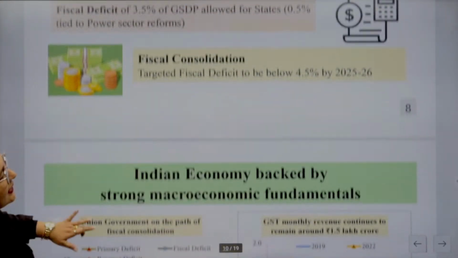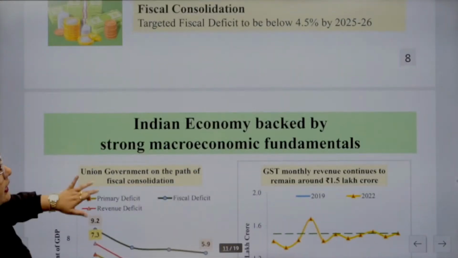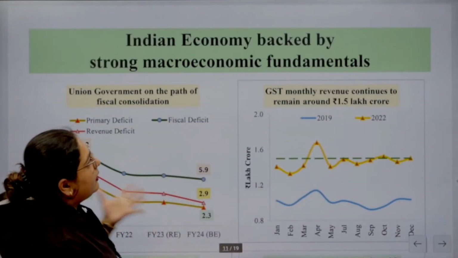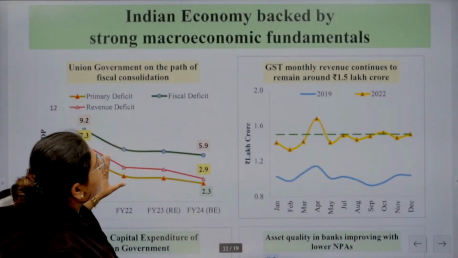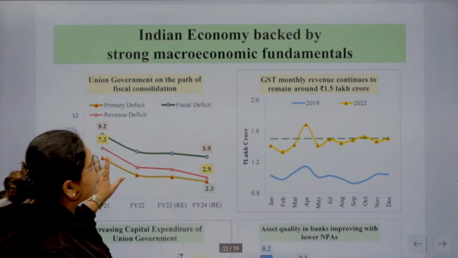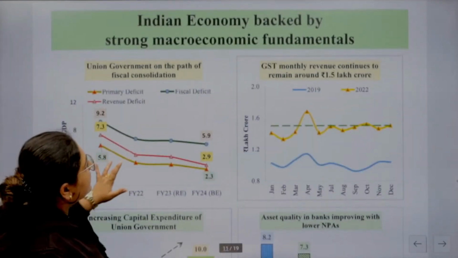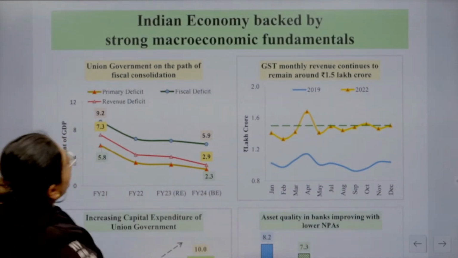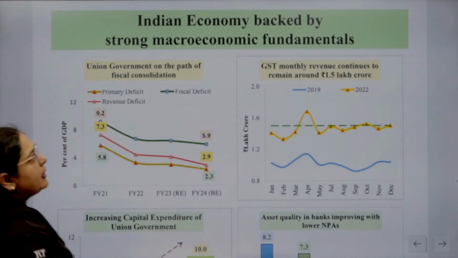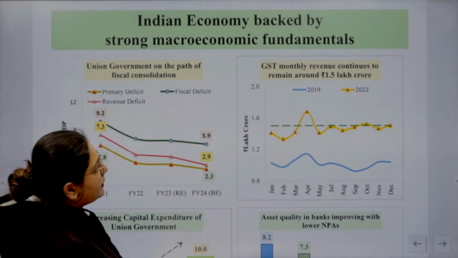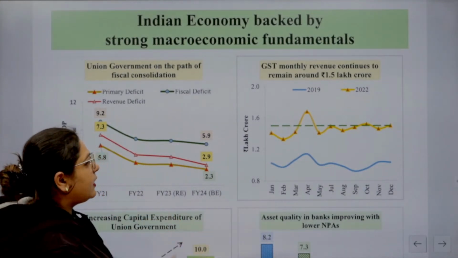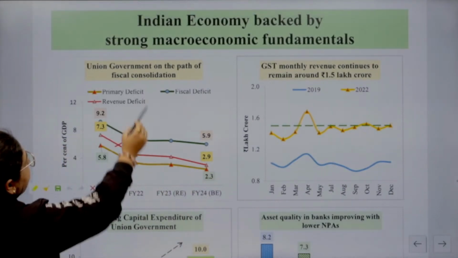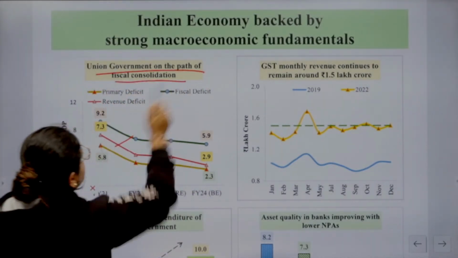However, fiscal management is again very challenging especially for the Indian government, and we have seen that more or less the Indian government is not quite efficient in fiscal responsibility and budget management. So this is the Indian economy, which is backed by strong macroeconomic fundamentals, and with the help of this graph, you can see that the Union government is on the path of fiscal consolidation.